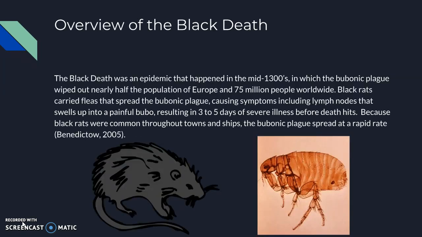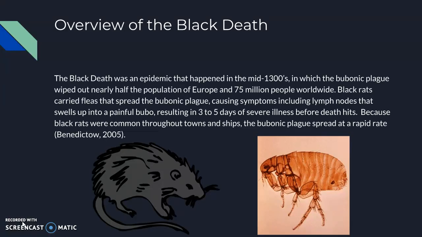I want to give a straight up overview. The Black Death was an epidemic that happened in the mid-1300s in which the bubonic plague wiped out nearly half the population of Europe and 75 million people worldwide. Black rats carried fleas that spread the bubonic plague, causing symptoms including lymph nodes that swell up into a painful bubo, resulting in 3 to 5 days of severe illness before death hits.